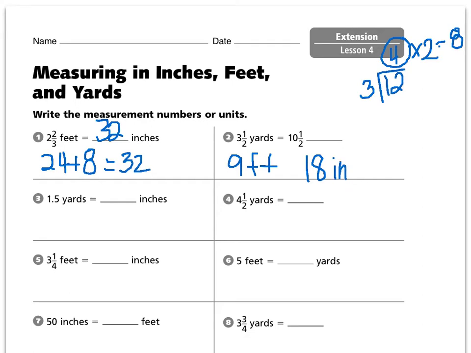But I know that 18 inches is really 1 foot, 6 inches. So if I added 9 feet plus 1 foot, that's 10, and 6 inches is a half. So my units is going to be feet.